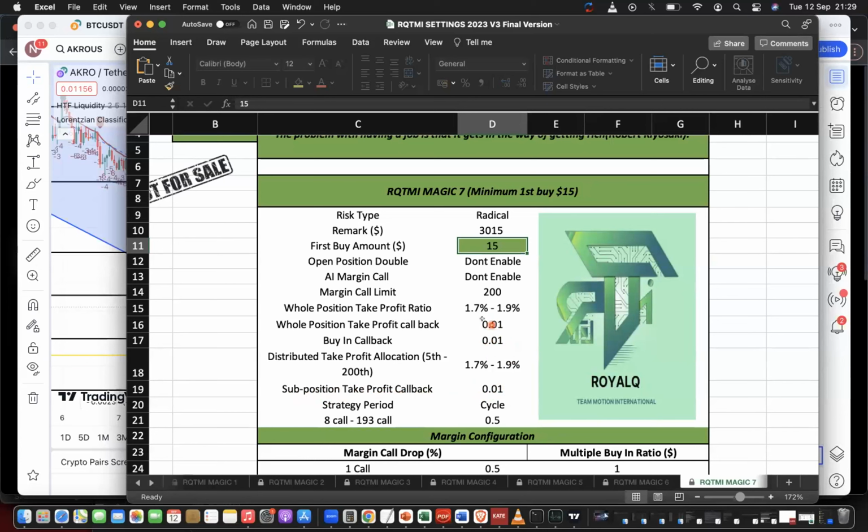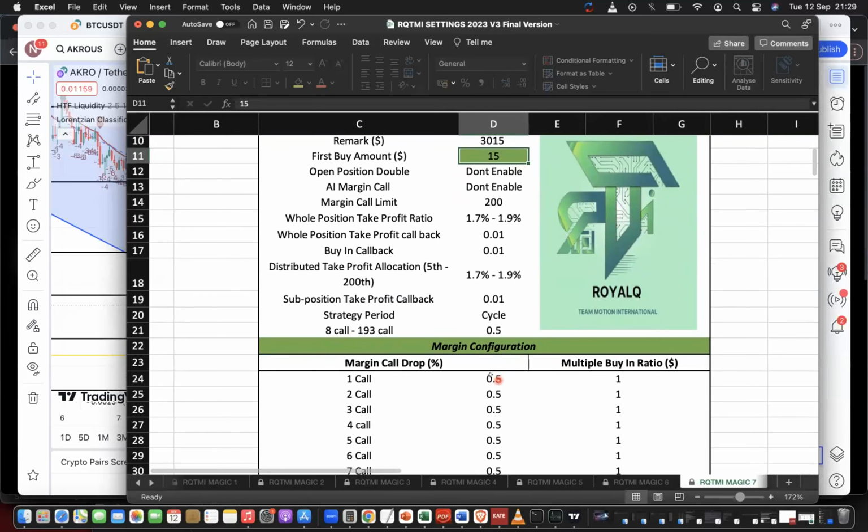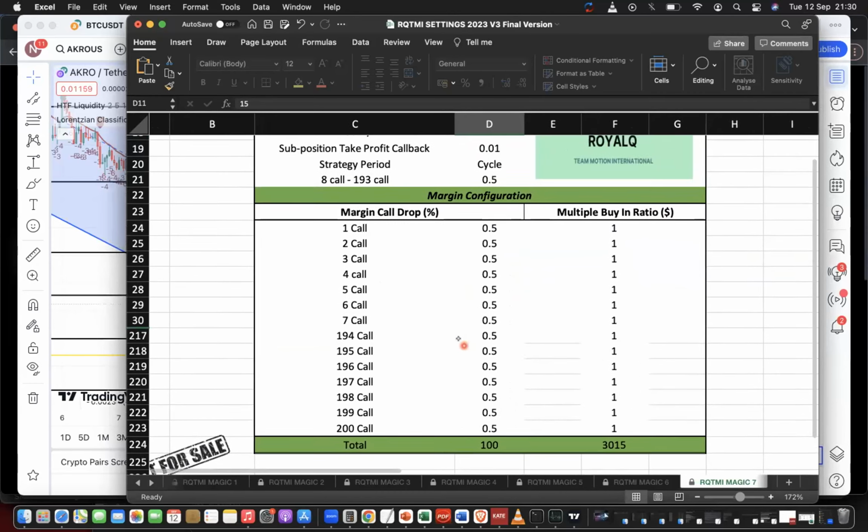All right. And yeah, for distributed take profit allocation, please 1.6, 1.6, 1.6, down to almost the end. Apart from the last 10 or 20, you can put 1.9 if you wish. All right, and of course you want to be in cycle mode. All right, so here's the setting details.